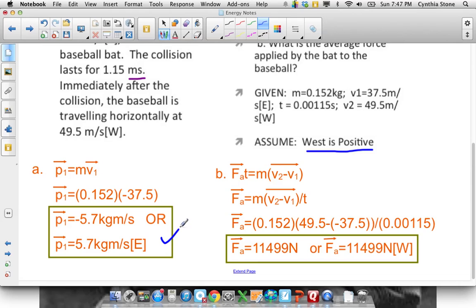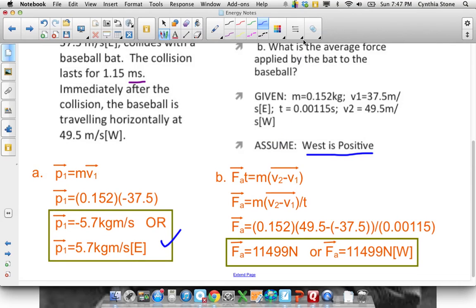Okay. And in the second one, it says, what is the average force applied by the bat to the baseball? So I'm looking for a force now. And that looks scary, except for that we have this nice formula.